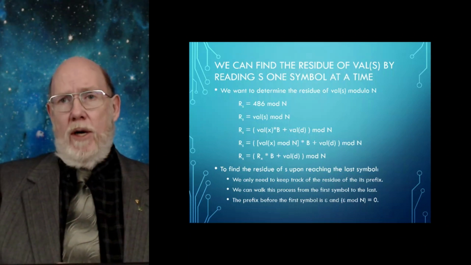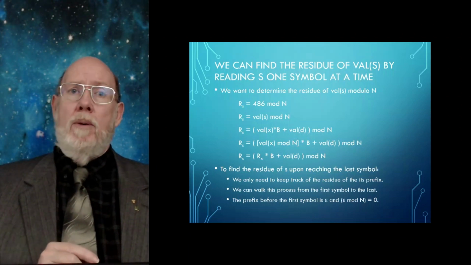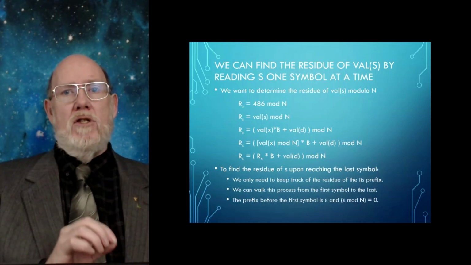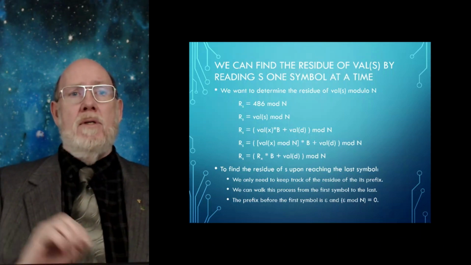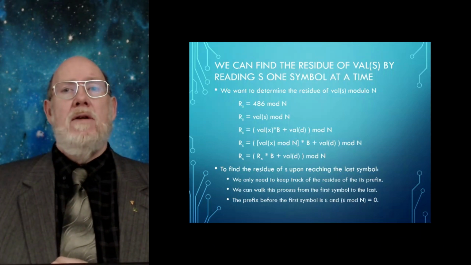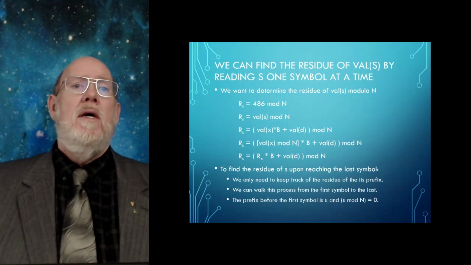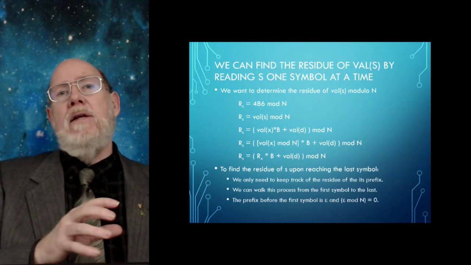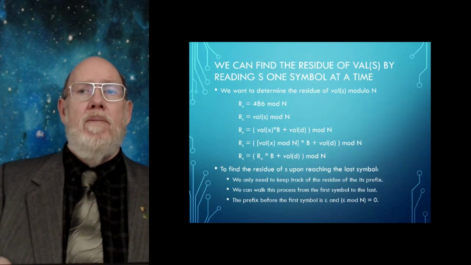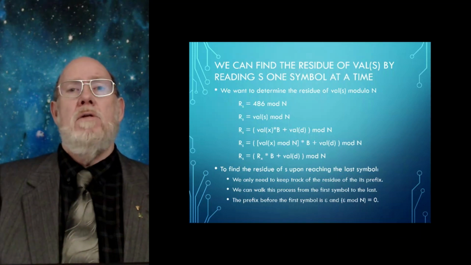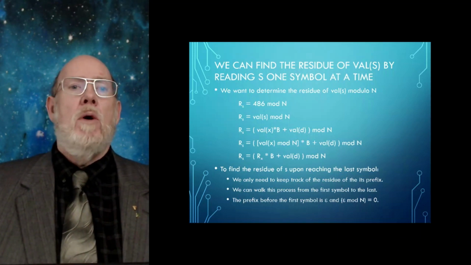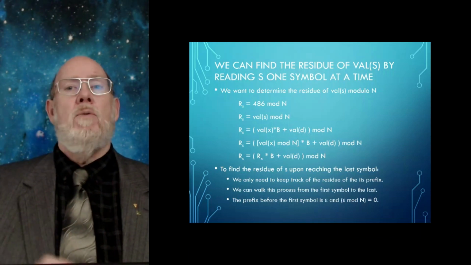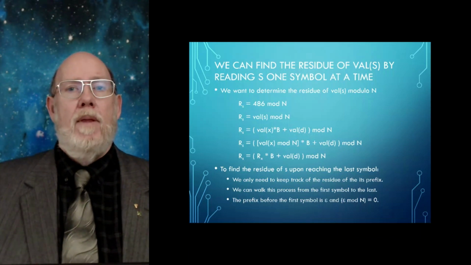This equation is the key to how we're going to process our string, because it tells us that if we simply track the residue of the string up through the first k symbols, then the residue of the string consisting of the first k plus 1 symbols is simply the residue of the prefix multiplied by the base and then added to the value of the k plus first symbol, the whole result then being reduced modulo n. At this point, we're ready to proceed to the next symbol. Upon reaching the final symbol, we have the residue of the entire string.